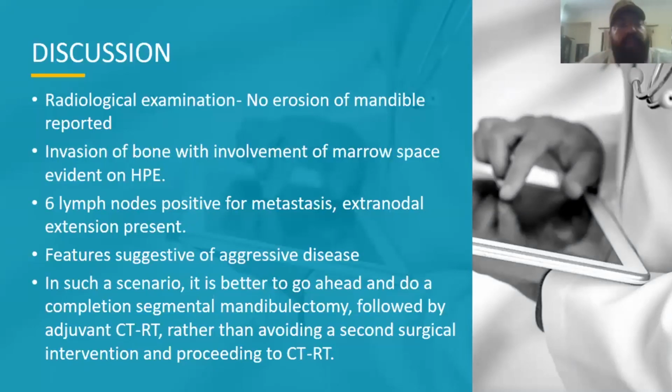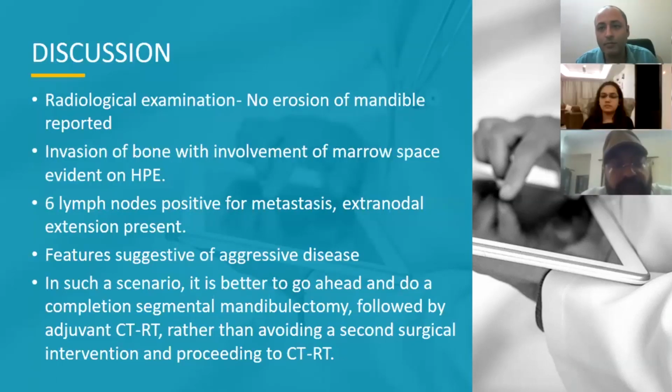And then, as the histopathology sometimes comes unexpected, that there is a residual bone involvement or there is an aggressive disease, like in our case there is an extensive metastasis and even extranodal spread. So this means that it's an aggressive disease, and with the support of literature, we recommend that if such a situation comes for us further in our lifetime or for any other clinician, it is always better to go ahead and remove the remnant bone for better disease control.